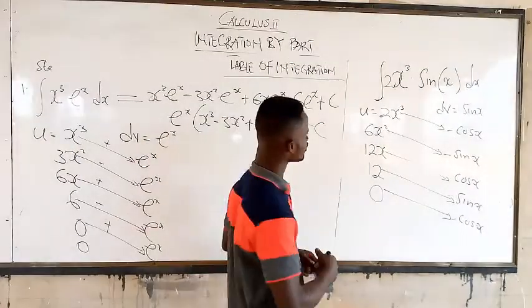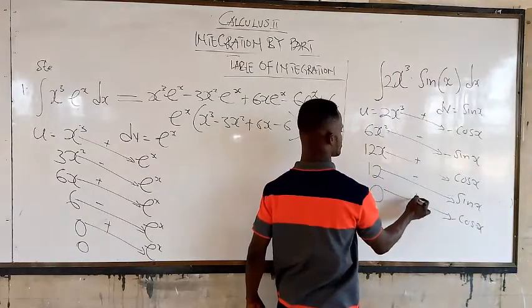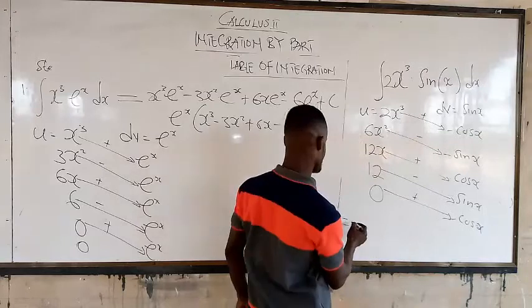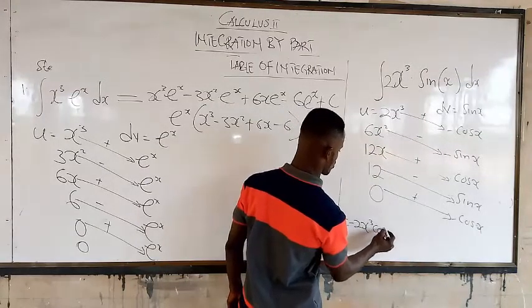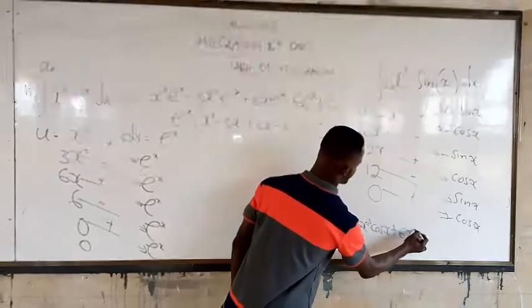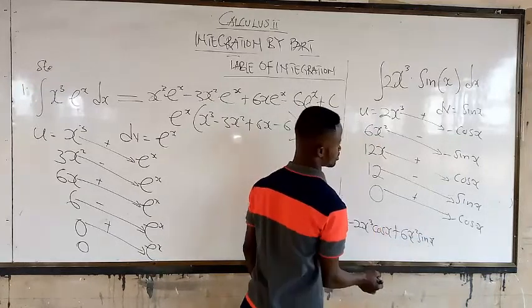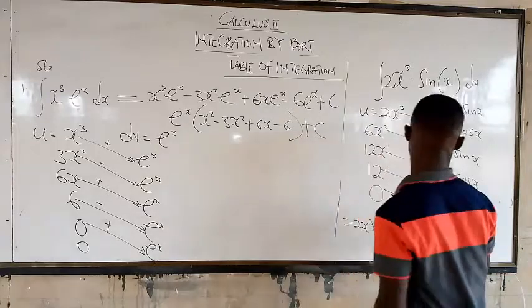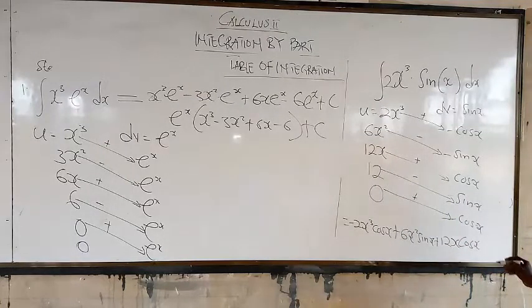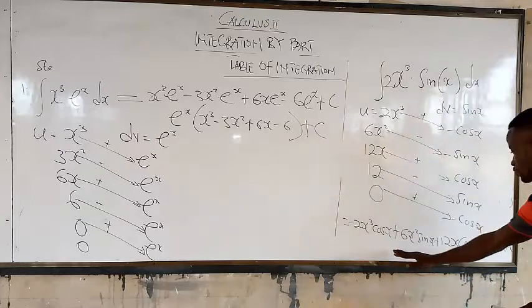Alright, this corresponds to the last one. So now, plus, minus, plus, minus, plus. So you see the final result is going to be this plus this. You get negative 2s cubed cos s, negative 6s squared sin s, plus 12s cos s, minus 12 sin s, plus c. Therefore, when you integrate this, the result is going to give you this.